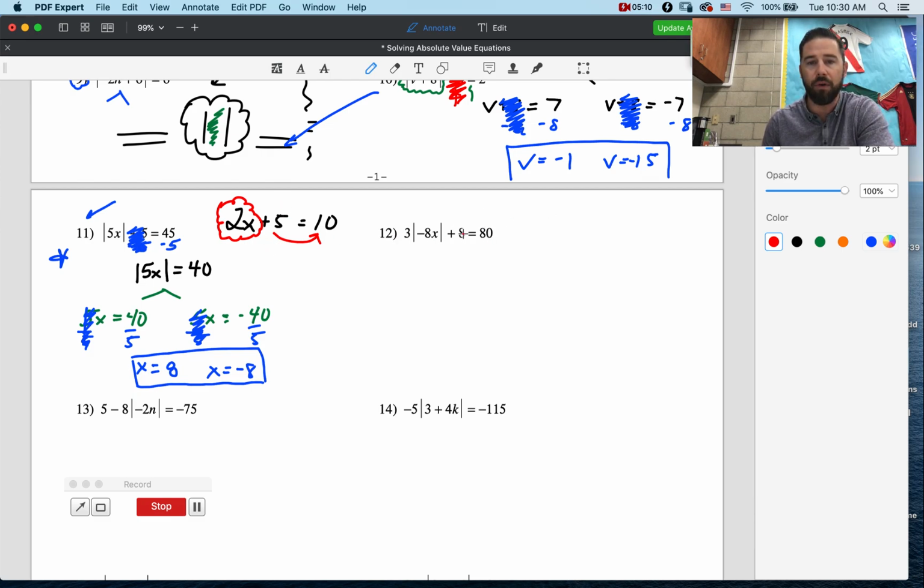And that's what we have over here. We have this 3 stuck to the absolute value, and we're not going to deal with that yet. We want to get this 8 over there. So let's subtract 8 and subtract 8.